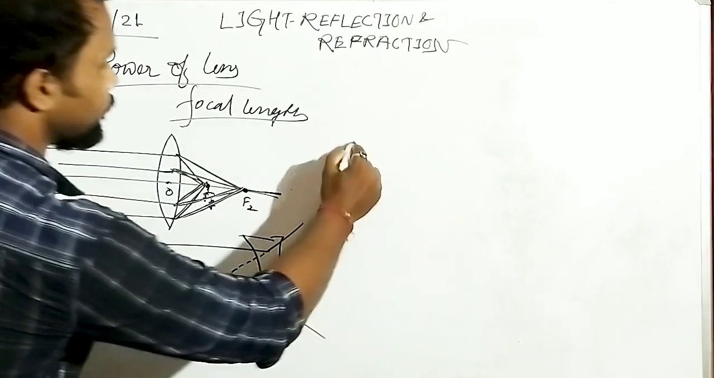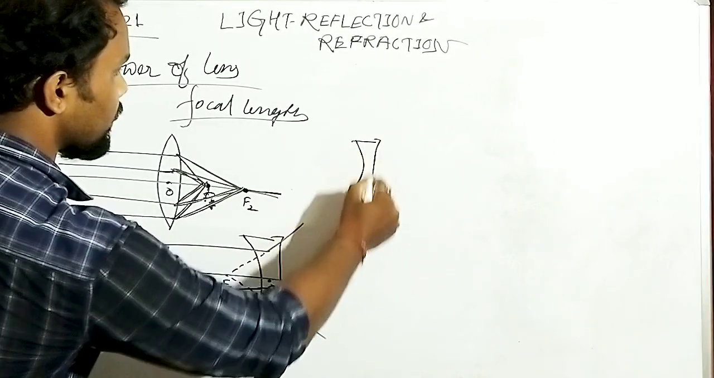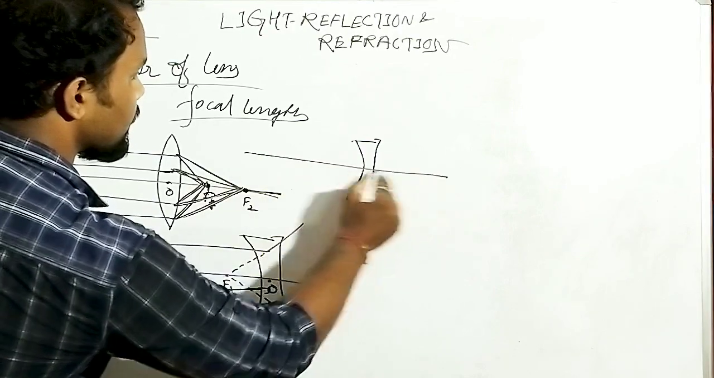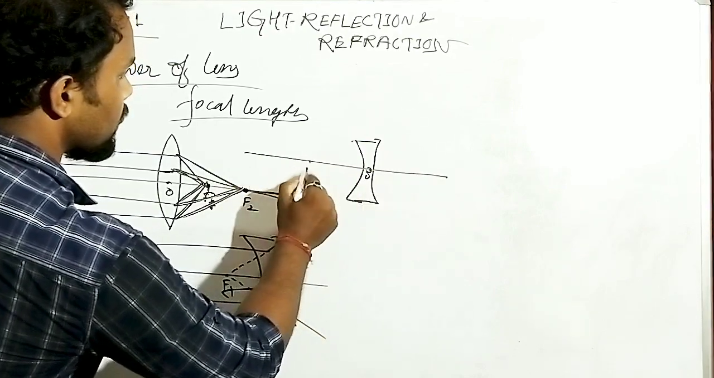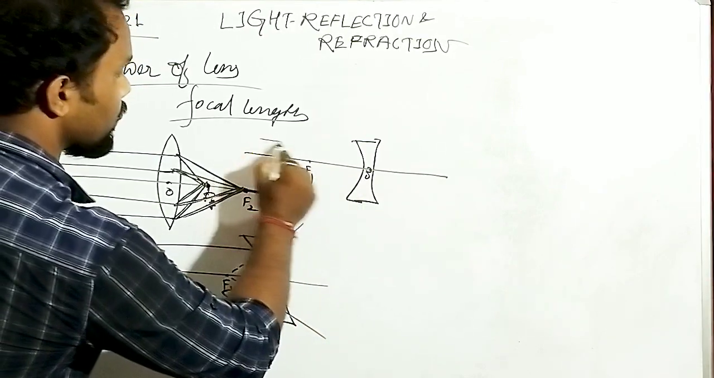We will consider that. This is one concave lens. This is the principal axis. This is the optical center. If I consider the focal length here, now we will check what is going to happen.